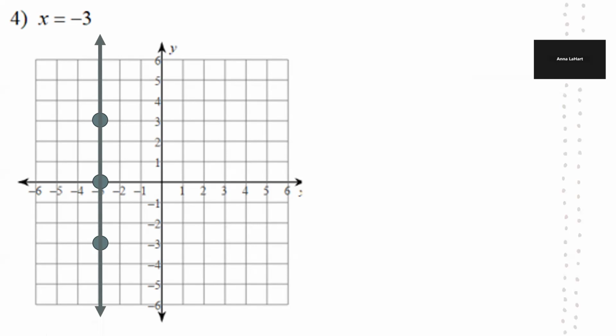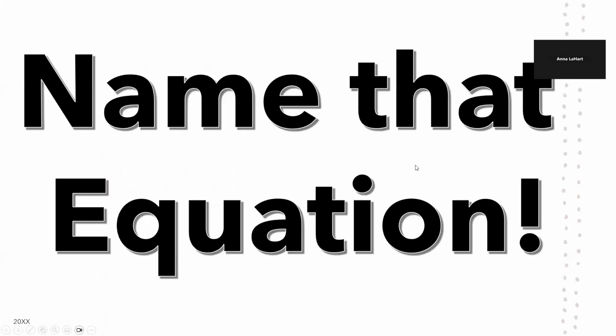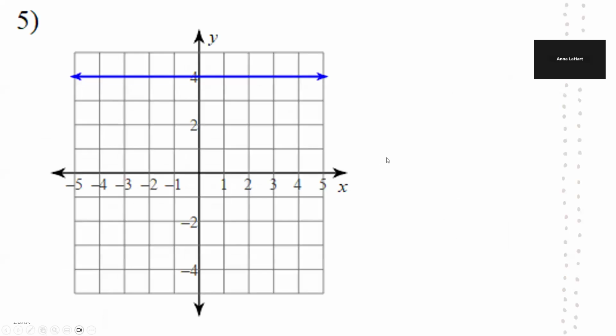Can you graph a horizontal and vertical line given the equation? So now let's actually name that equation. So if I give you the graph, can you go the other direction? My biggest advice again is to think about points along this line. What do they all have in common?